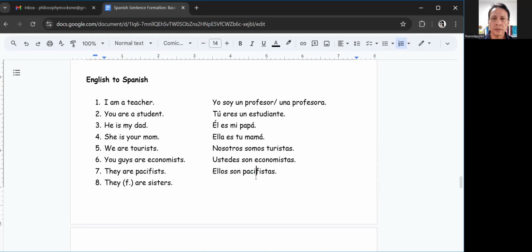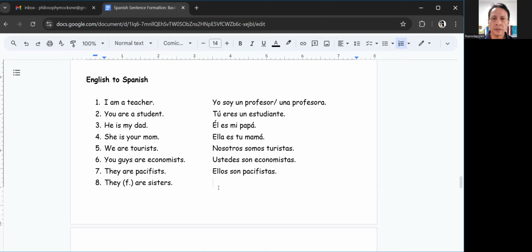Same thing with the C and the E. C and the E is se. C and the I is se. But if it's an A, like Carlos, it's ka. So C-A, C-O, C-U, ka. C-E, C-I, se. Okay. They, feminine this time.